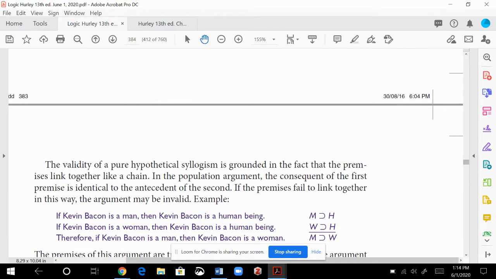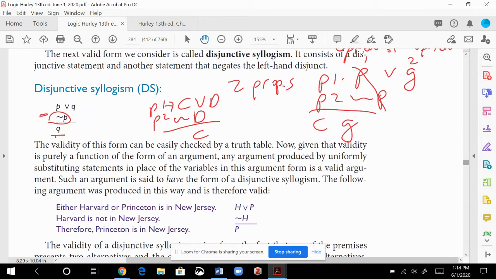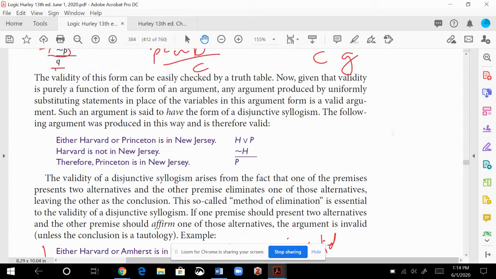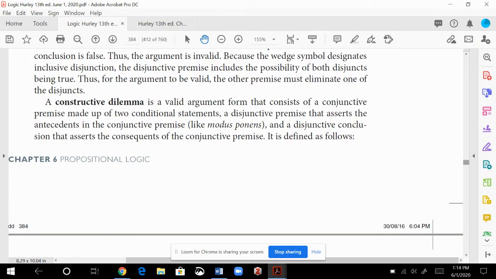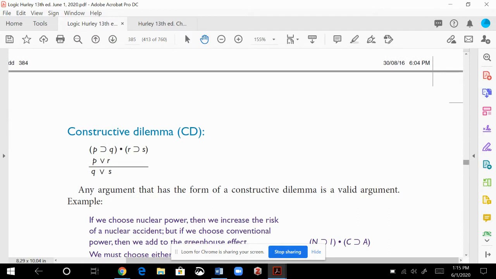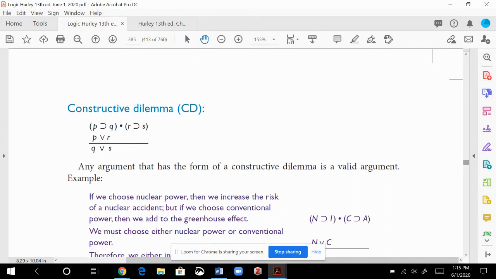Okay, so yes, that's 4, because we have the disjunctive syllogism coming in at a hot 4. Now, 5 and 6, they're lengthy, right? But again, we're looking for pattern recognition. Constructive dilemma. Constructive dilemma, go straight to the form.